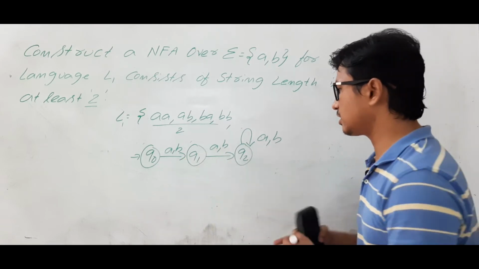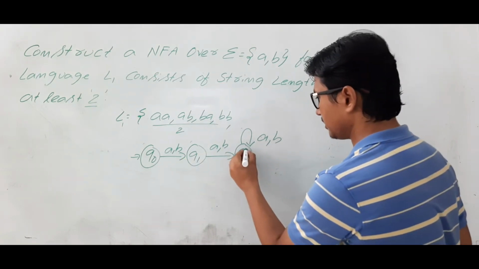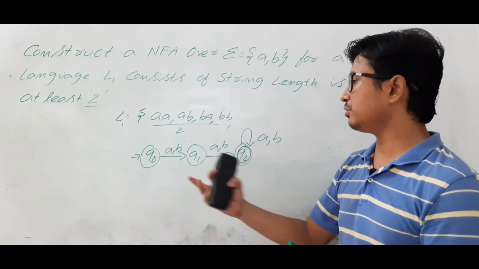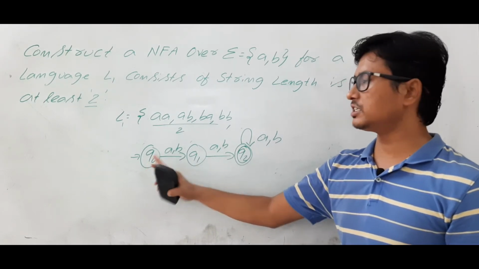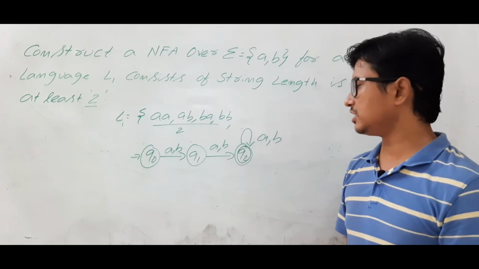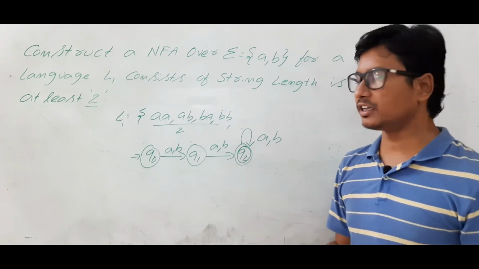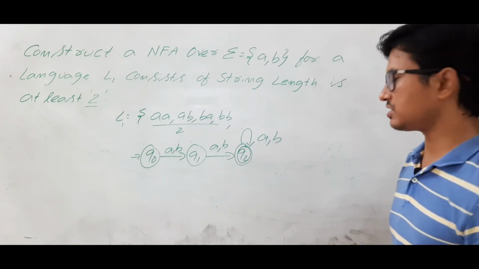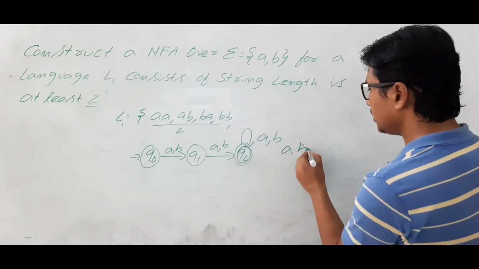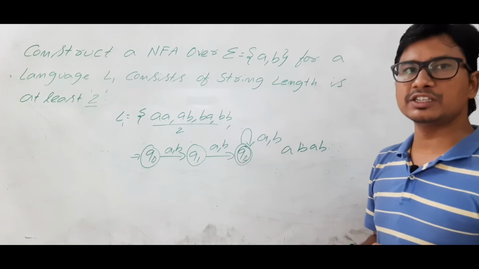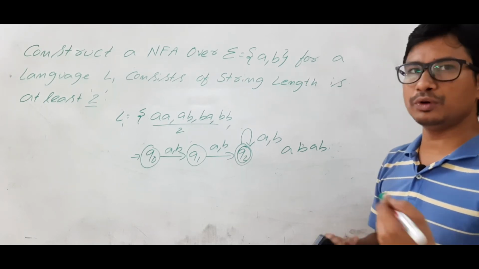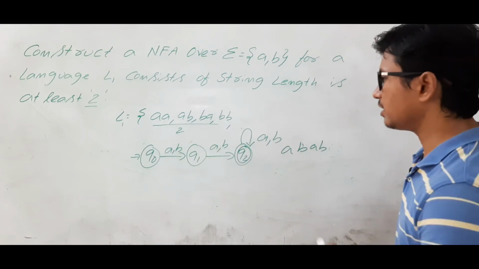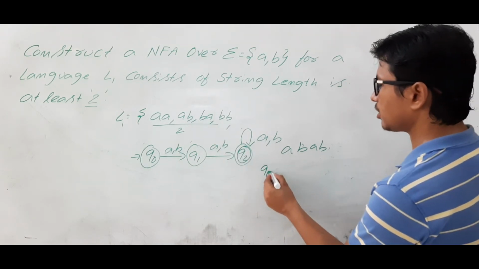It will look exactly the same. Q2 will act as a final state. So you have 3 states. Out of that, the initial state is Q0 and the final state is Q2. If you construct the DFA also, it will look the same. If you want to check whether this NFA is correct or not, you take AB. The length of the string is 4, so it is more than length 2, so the string belongs to language L1. We will check whether it is accepting it or not.